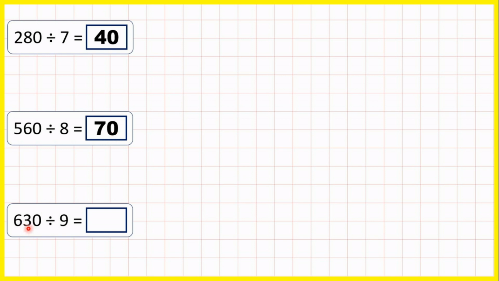And we can do the same thing here. Our answer is 70 because 63 divided by 9 is 7, and an end 0 in the dividend means we need an end 0 in the quotient.